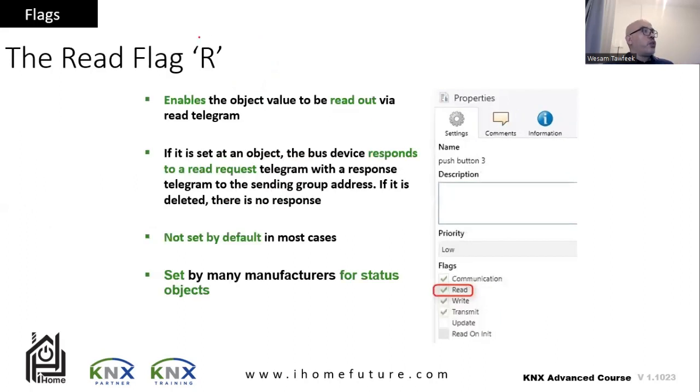We have a flag called R, and here it allows the device data to be read. So if I need to know the status now of a switch and I send a read telegram to get the status, if the read flag is not on, the device will not respond with the data. So I should have the read flag on for some specific cases. If it's set in the object, the bus device responds to a read request telegram with a response telegram to the sending group address.